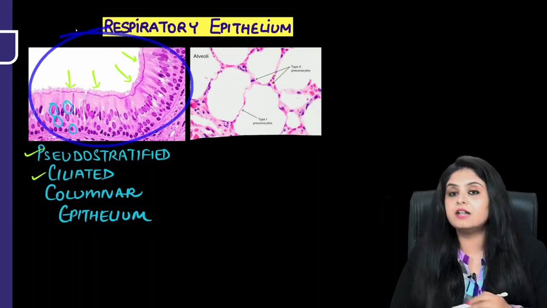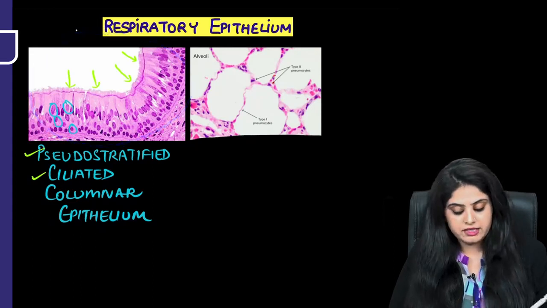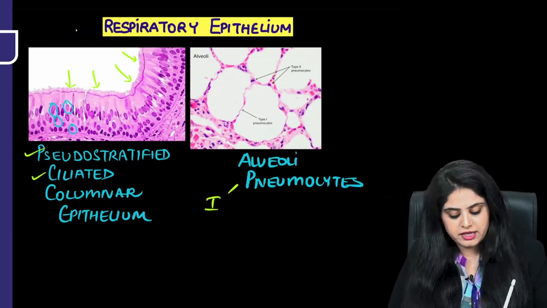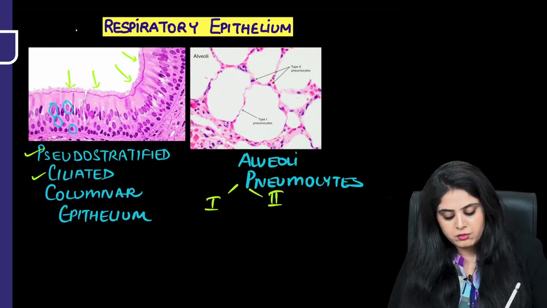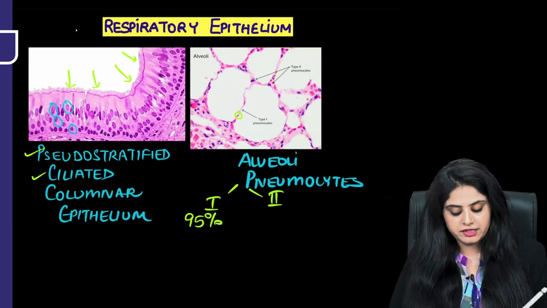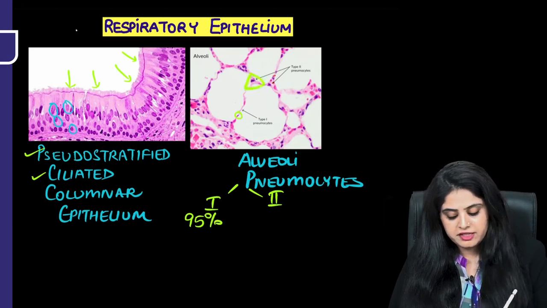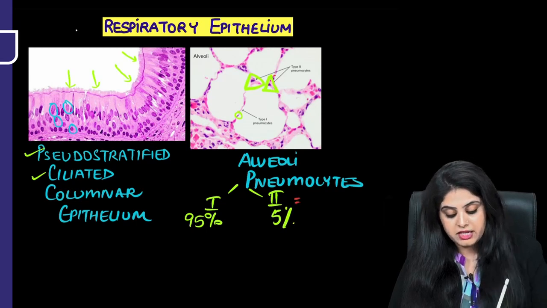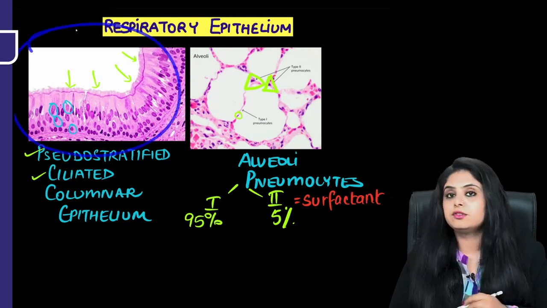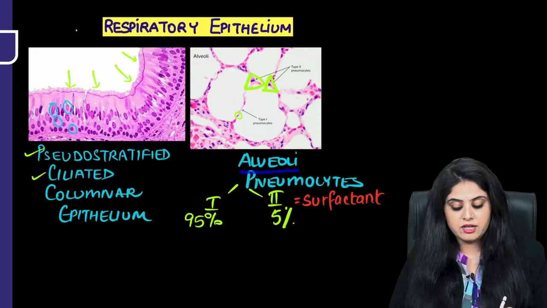So everywhere in the lungs you will find this, but of course not in the alveoli. In the alveoli you have pneumocytes. You have two types of pneumocytes, type 1 and type 2, which you find more commonly all throughout. 95% of the population is type 1 pneumocytes, and only 5%, a very minor population, is going to be type 2 pneumocytes. But let me remind you that the surfactant production is actually done by type 2, right? So everywhere in the lungs you have pseudostratified ciliated columnar, but in the alveoli you have pneumocytes.